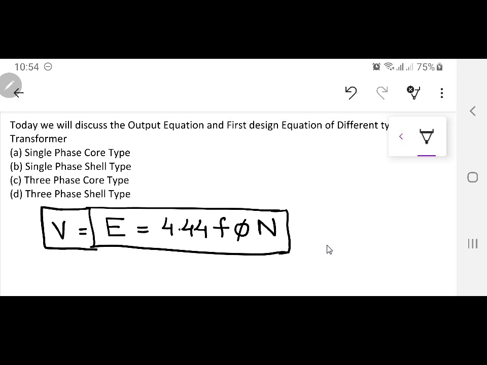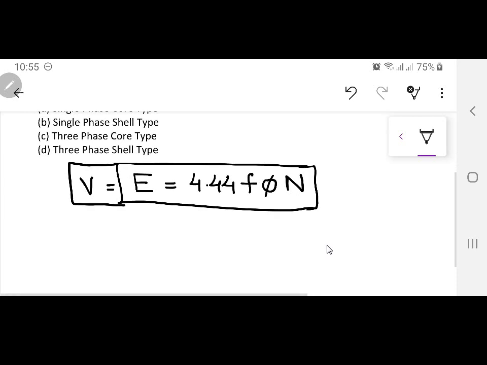Anyone, wrong or right, please just give me a hint on this one. No one? What is in this? What is this flux phi, and what is N here? Number of turns. 4.44, from where is this here? Any idea on this one?